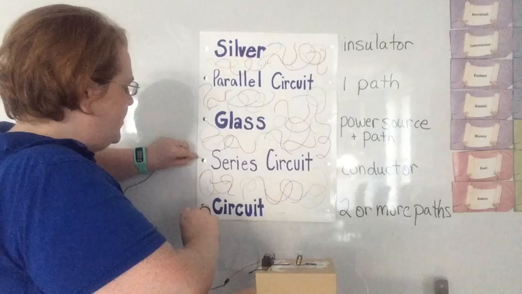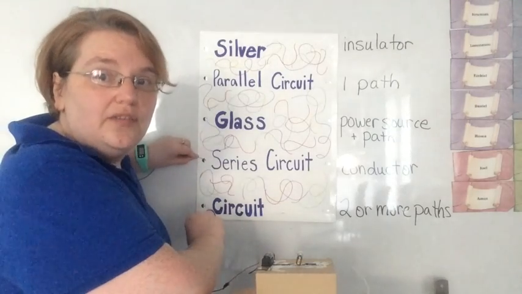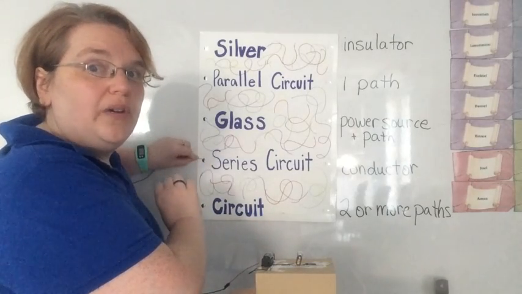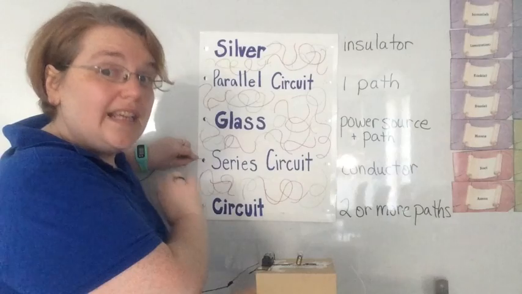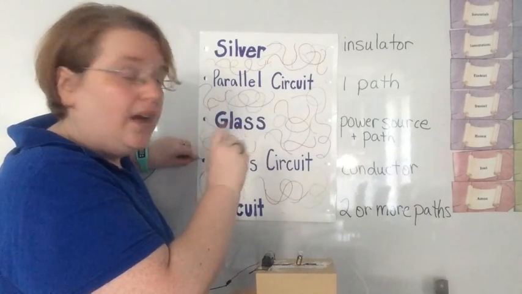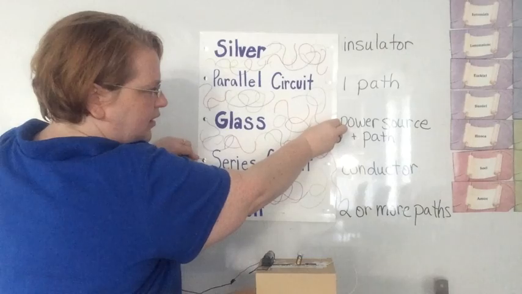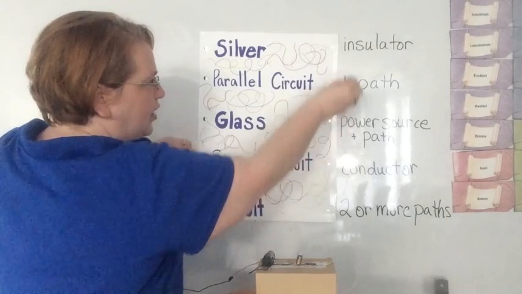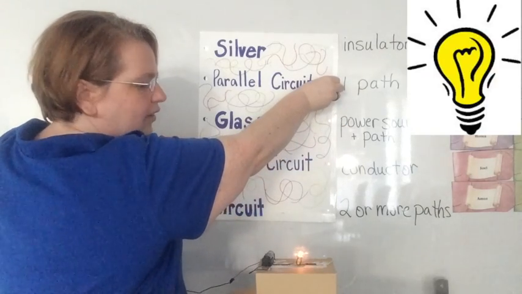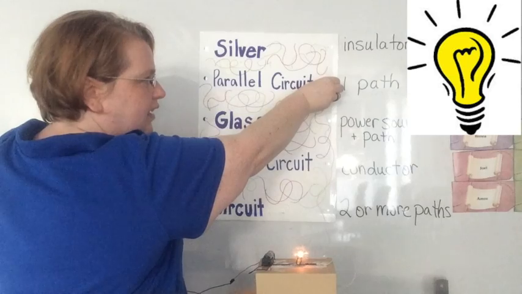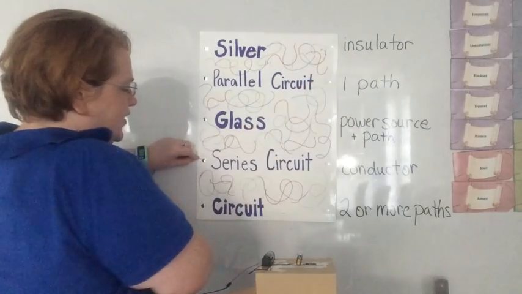So how about a series circuit? Can you remember the word I told you to help you remember what is a series circuit? The word singular, meaning one. How about, is it a power source and a path? No. How about one path? Oh, the light bulb came on. One path. A series circuit is one path.